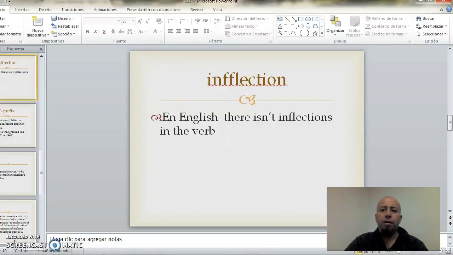Inflection. In English, there aren't inflections in the verb. You have to put some different words, but the verb doesn't change. But, for example, in Spanish, the verb changes. For example, if you say cantaré, cantarán, cantaremos, it changes. But in English that is not possible. You have to add another word.